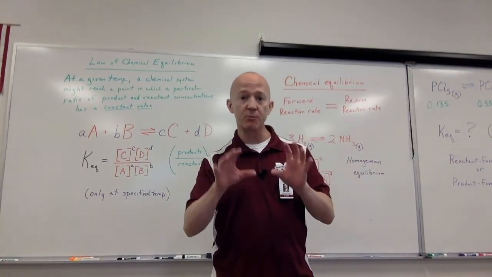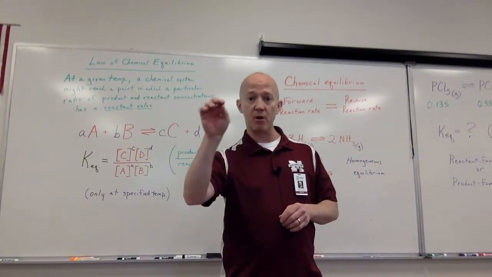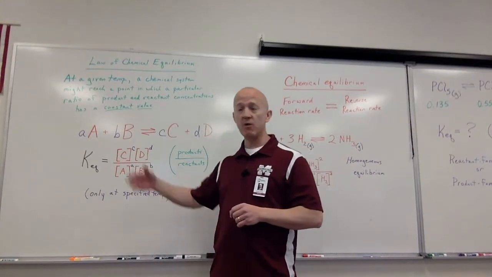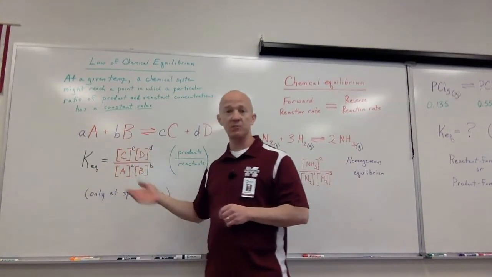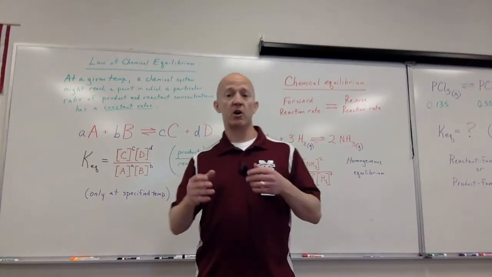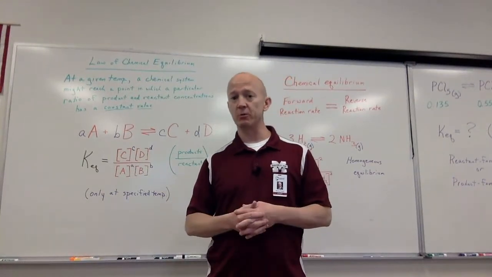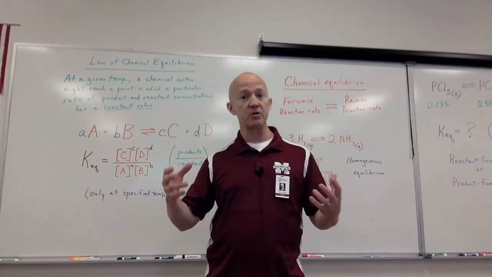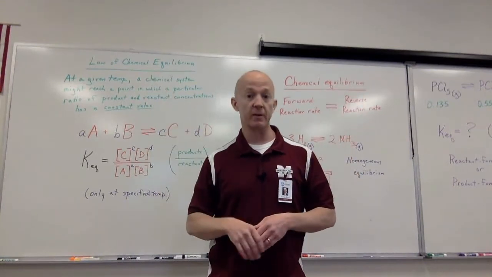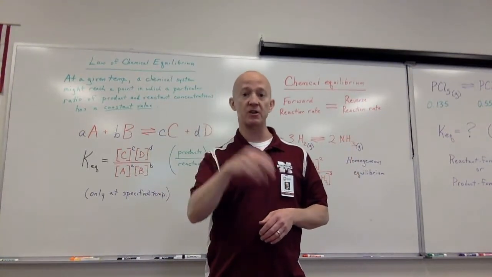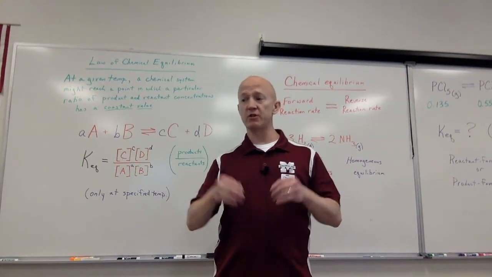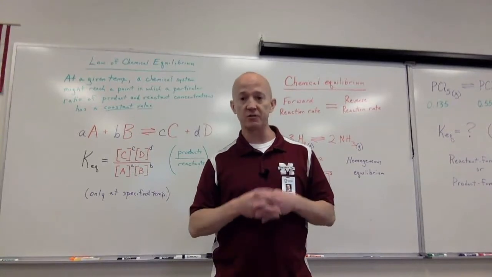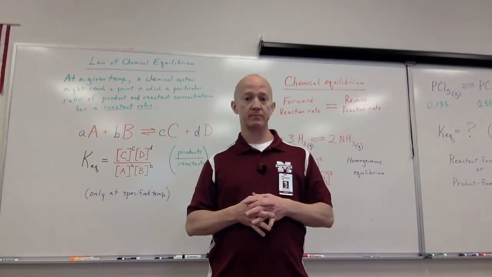a chemical system can reach a point in which a particular ratio of products over reactants can yield a constant value. We even gave an example of how you can put together a KEQ expression based on a particular reaction. We also talked about homogeneous equilibrium and heterogeneous equilibrium, and how in heterogeneous equilibrium, if you have a solid or liquid that's a pure substance, you can disregard it. It doesn't factor into the final KEQ expression. And lastly, we showed how you can actually solve for the value of KEQ if you have the concentrations of each compound at equilibrium.